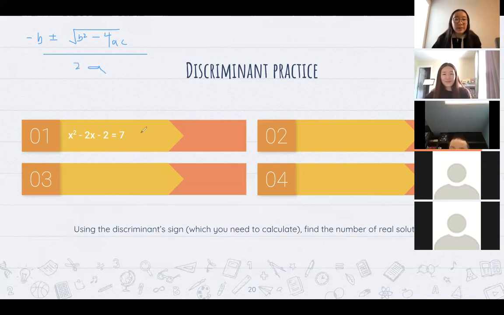So you need to plug these numbers into that. Oh wait, there's a 7. Okay. So first we get rid of the 7: subtract 7 from both sides. Then you get x squared minus 2x minus 9 equals 0. And now you can do the quadratic formula.